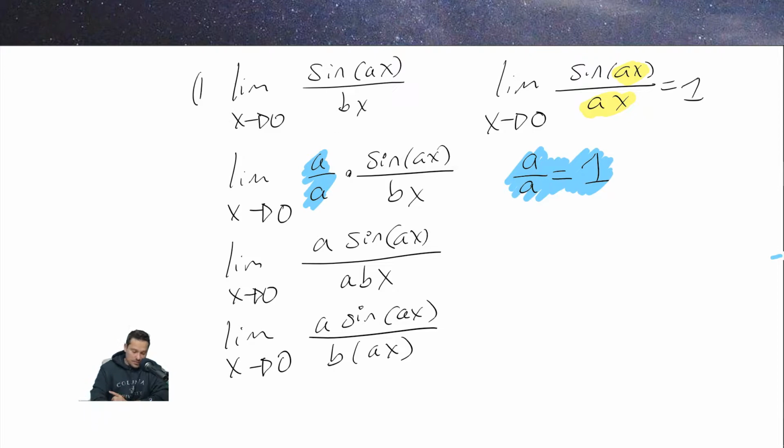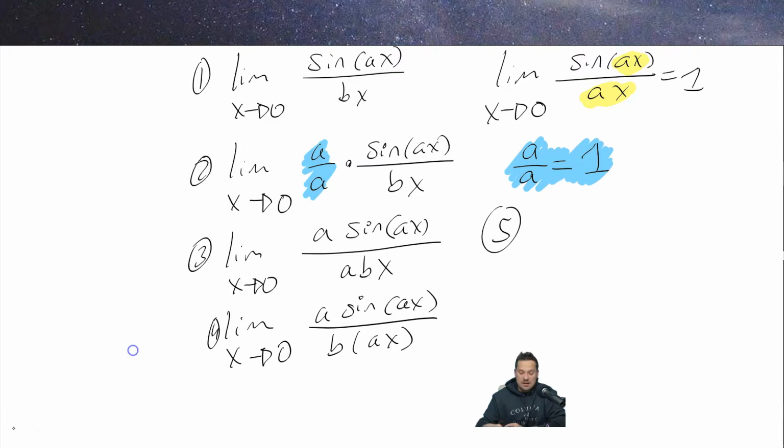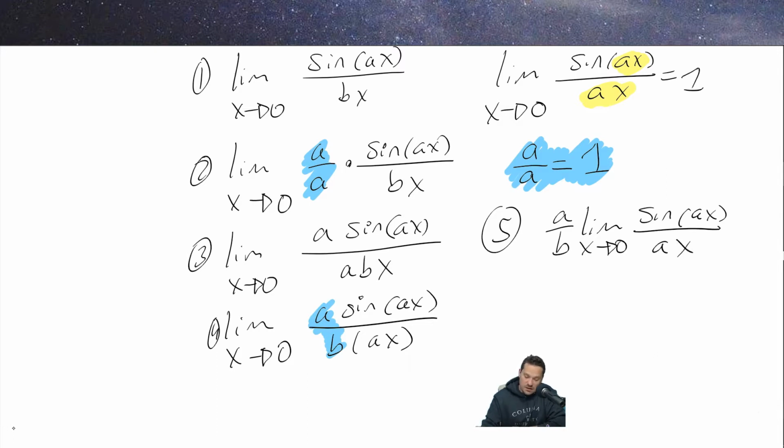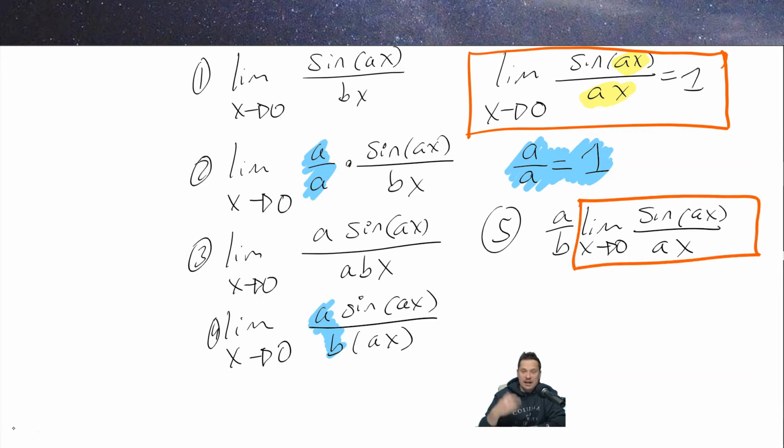So I'm going to number these. This was 1, 2, 3, 4. So I'm going to pick up with step number 5 over here. I'm going to have the a over b on the outside. In other words, this quantity right here is a constant. So I'm going to have here the limit as x approaches 0 of sine of ax over ax. But notice that now this quantity is well known, because that is this quantity right here. We already have that quantity, see? And that value is equal to 1.